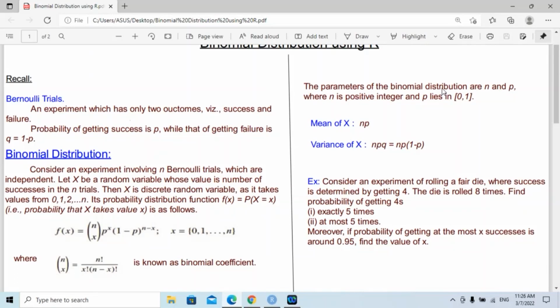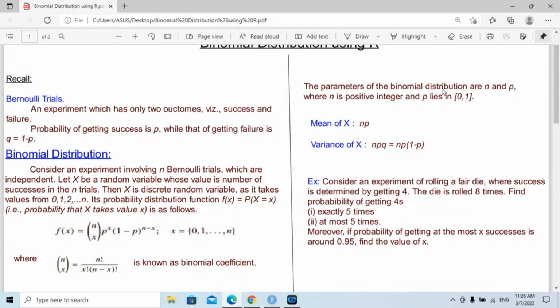The example is: consider an experiment of rolling a fair die where success is determined by getting a 4. Now we roll this die 8 times and find the probability of getting 4s exactly 5 times, at the most 5 times, and moreover, if the probability of getting at the most x successes is around 0.95, then we need to find the value of x.